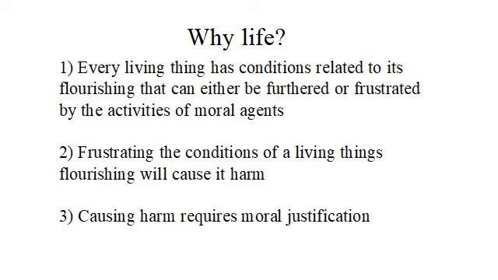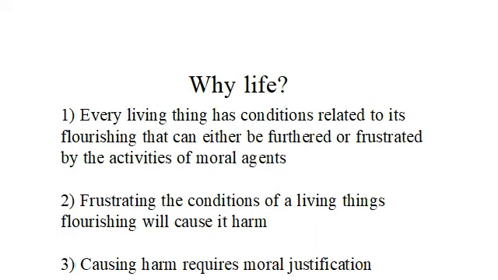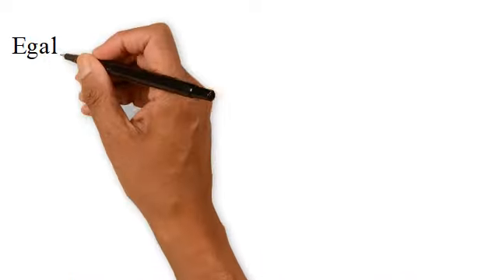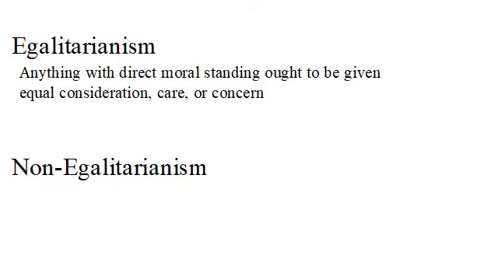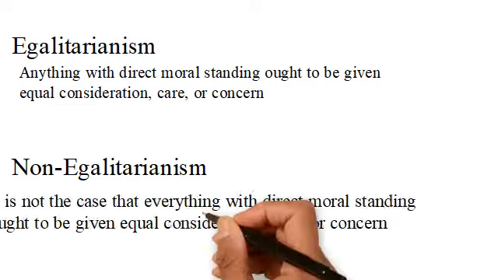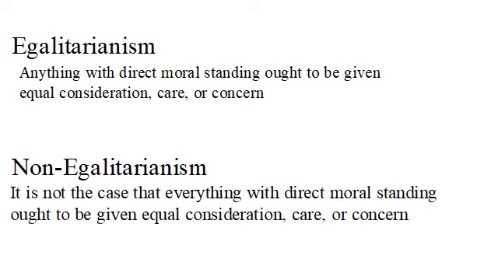Now, despite those three positions on moral standing, another concern is the degree of moral consideration, care, or concern that we ought to give to beings with moral standing. So here we can distinguish between egalitarian approaches and non-egalitarian approaches. Egalitarianism is the position that anything with direct moral standing ought to be given equal consideration, care, or concern. Non-egalitarianism is the position that it is not the case that everything with moral standing ought to be given equal consideration, care, or concern.